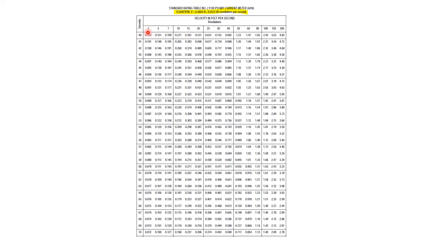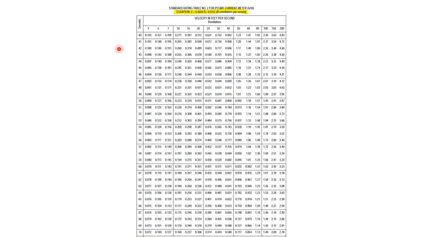Across the top, these are numbers of revolutions. Down the side are the number of seconds. You can see that 40-second minimum. So for the example that I gave on the previous slide, for 10 revolutions in 40 seconds, the velocity would be 0.271 feet per second. And that's then what you would use to calculate the flow for that section. So you would do 0.271 times the cross-sectional area that was measured.